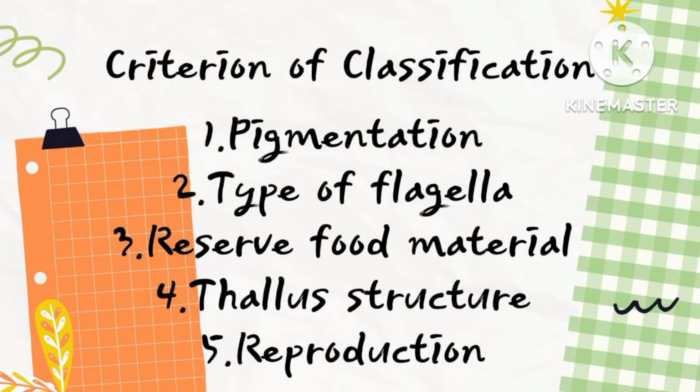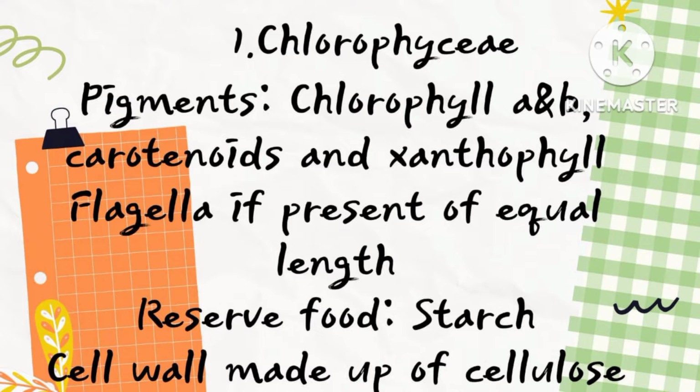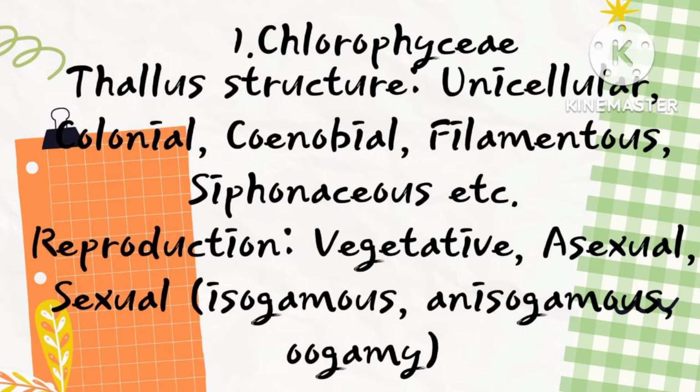First class is Chlorophyceae. It contains pigments like chlorophyll a, b, carotenoids and xanthophyll. Flagella, if present, are of equal length. Starch is the reserve food material and the cell wall is made up of cellulose. Thallus can be unicellular, colonial, coenocytic, filamentous, siphonaceous, etc. Reproduction can be vegetative, asexual or sexual. Sexual reproduction can be isogamous, anisogamous or oogamous type.